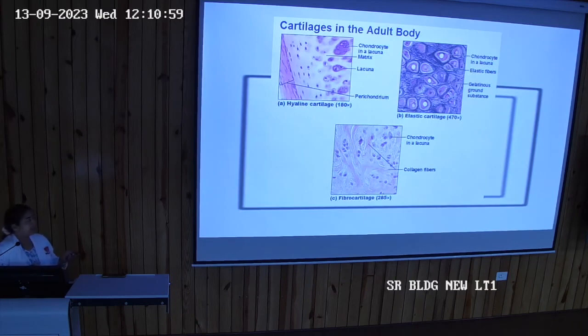So we can easily differentiate the hyaline, elastic and the fibrocartilage. More cells will be present in the elastic, fewer cells will be present in the fibrocartilage, and lacunae containing paired or quadruple chondrocytes with a ground glassy appearance will be present in the hyaline cartilage.